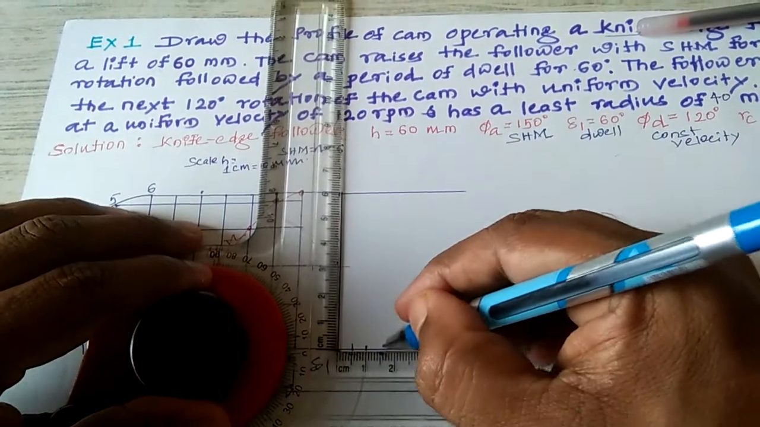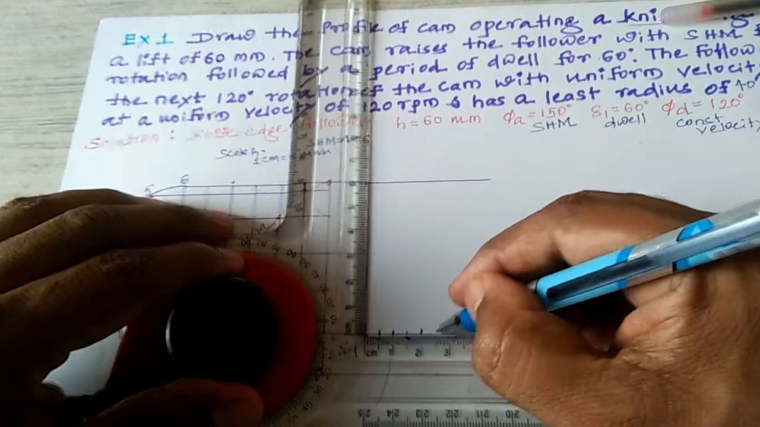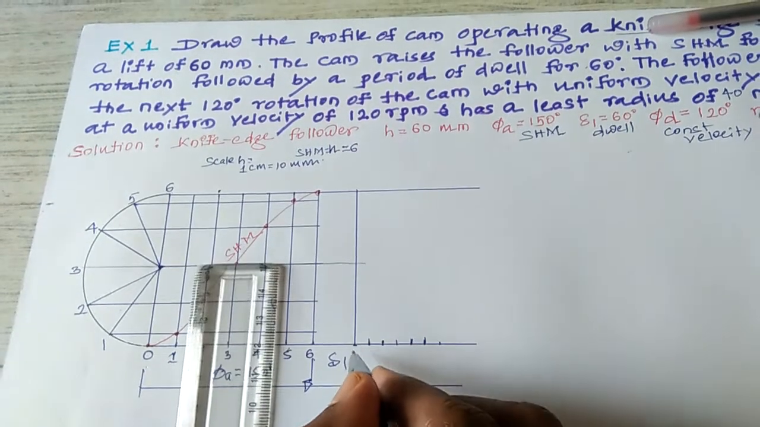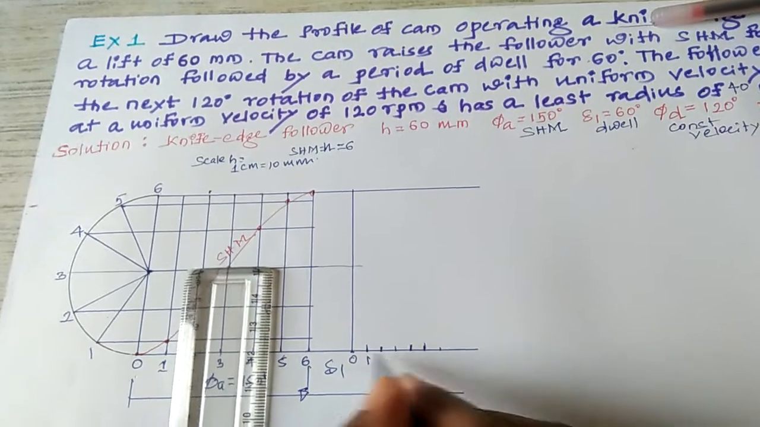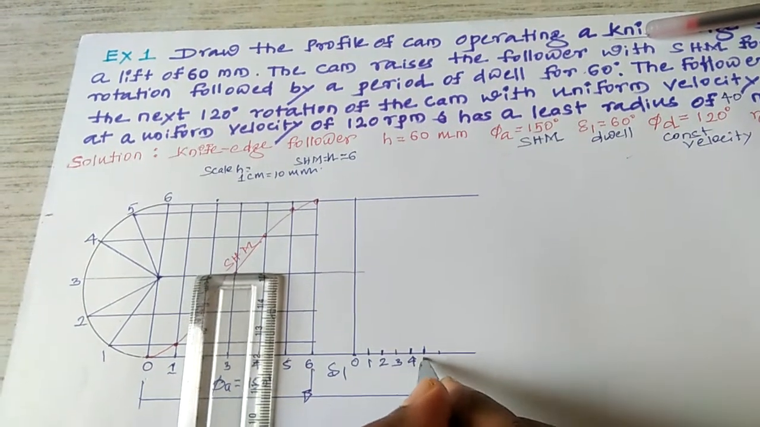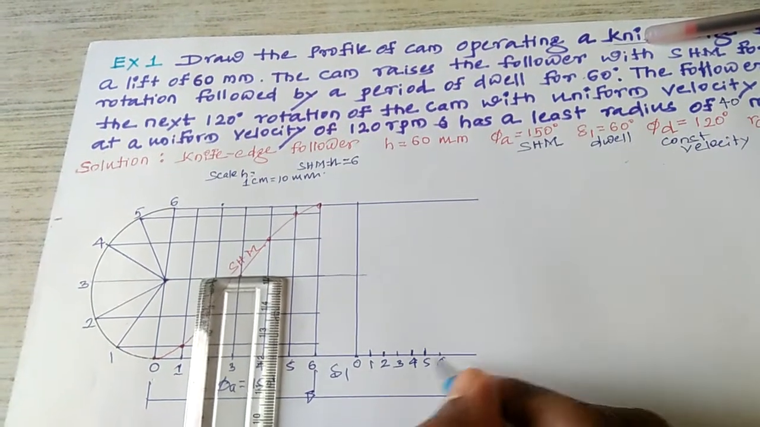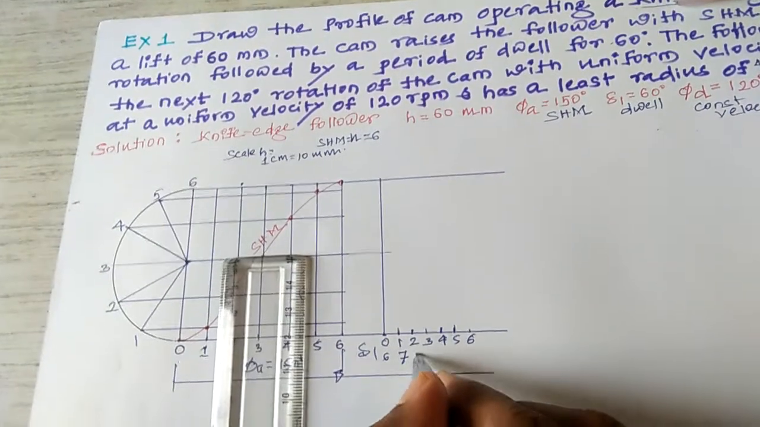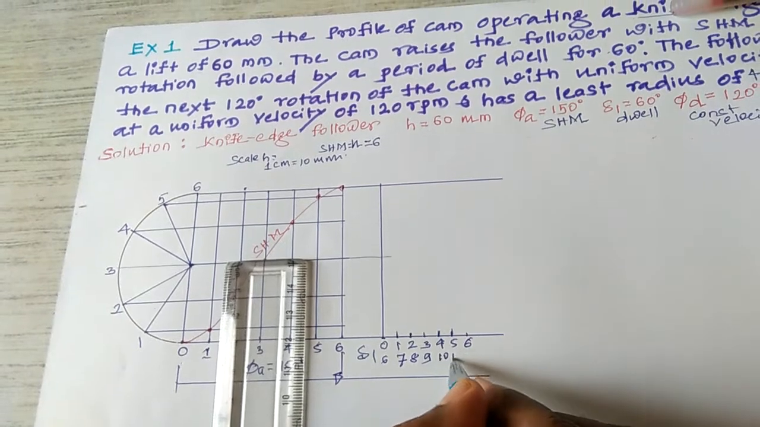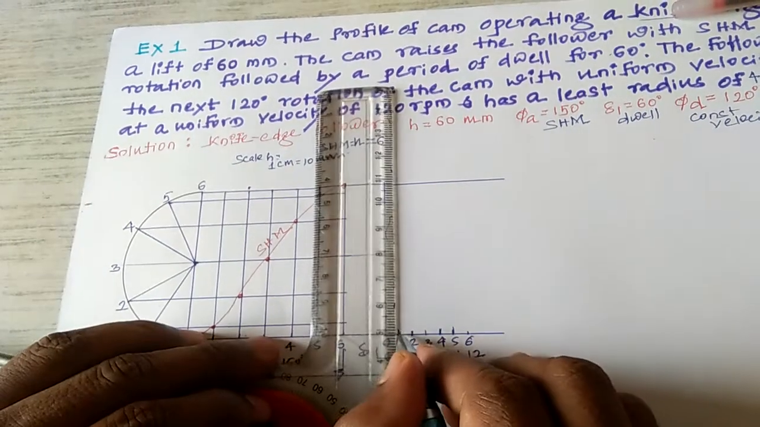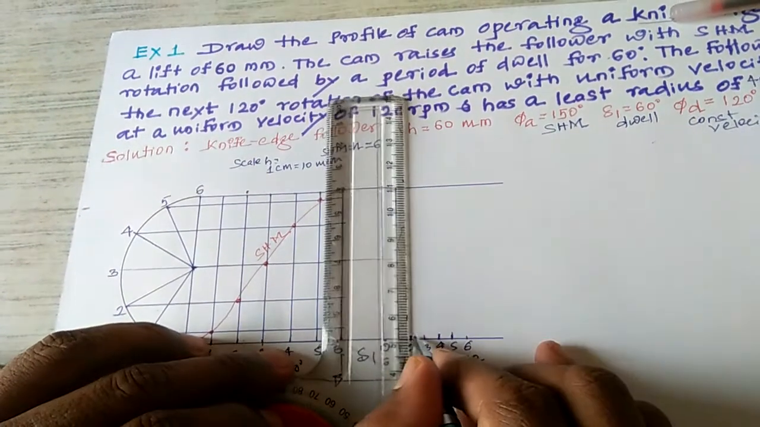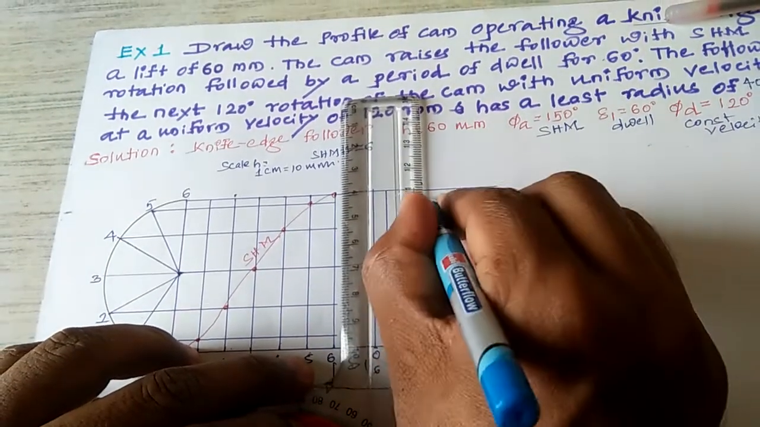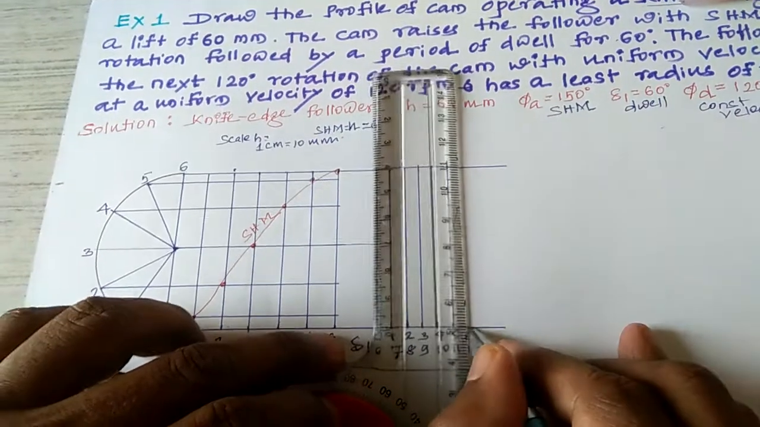Whatever the interval, you can maintain it for the corresponding motions of the follower. I'll start from 0, 1, 2, 3, 4, 5, 6, so six divisions you have to make. Here also you can start this way, with six continuous numbers 6, 7, 8, 9, 10, 11, 12. Numbering does not matter, but you have to make six divisions. Take the numbering as continuous, or whichever way is convenient for you.